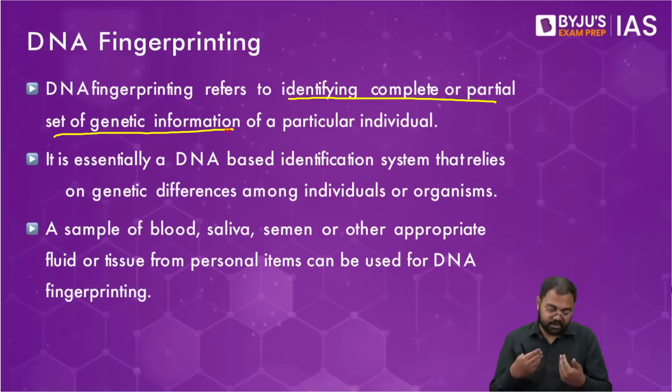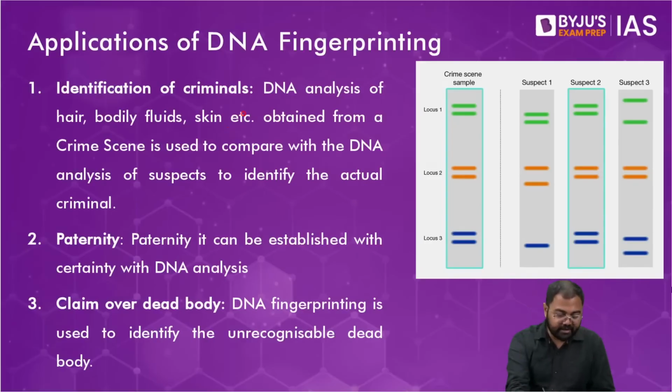But the applications of DNA fingerprinting go beyond basic identification. In the case of identification, it can be used for identifying criminals. For example, if you look at this picture right here, you see that this is a crime scene sample that was collected from some kind of crime scene, right?